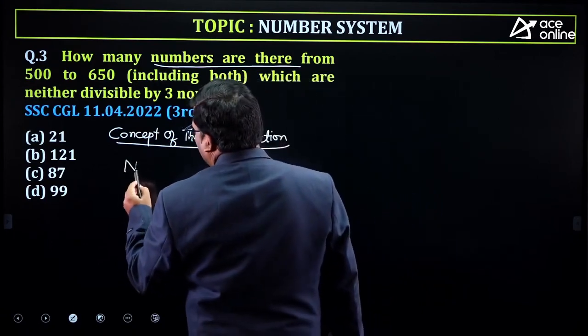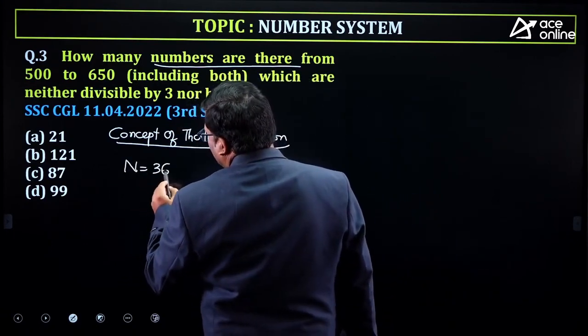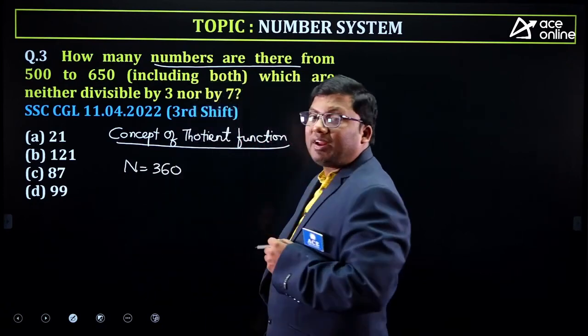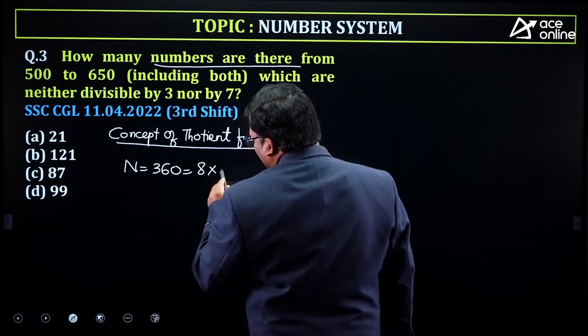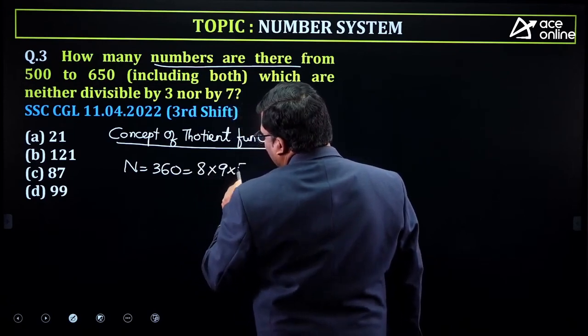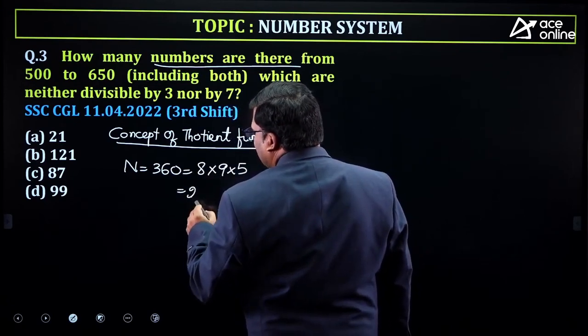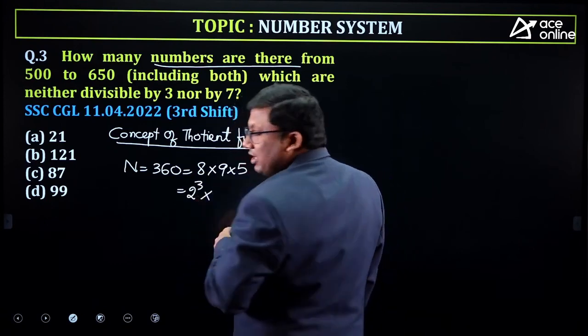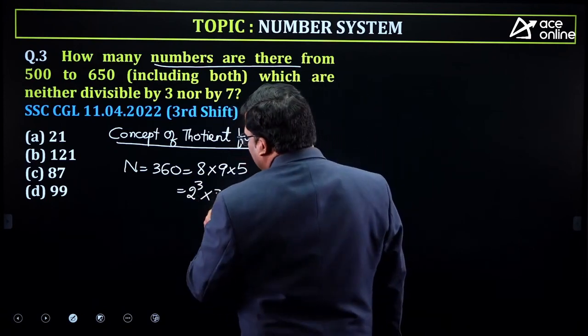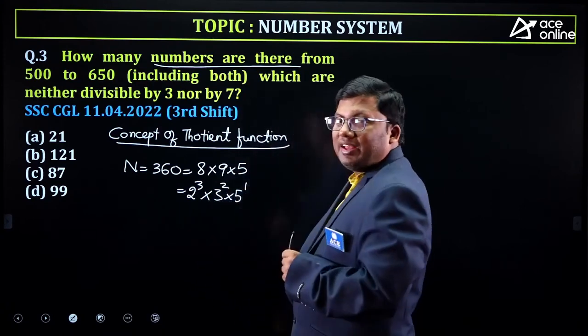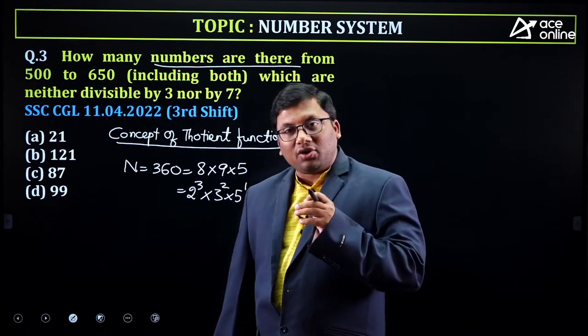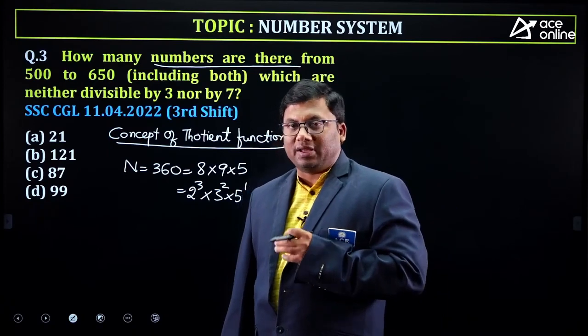Concept of quotient function. I will take an example. Let there be a natural number 360. Write this natural number as a product of powers of primes. If I write it as 8 into 9 into 5, 8 as a power of prime is 2 cube, 9 is 3 square, and 5 is 5 power 1. N is 360. I wrote 360 as a product of powers of primes.